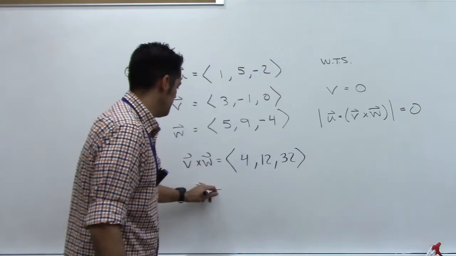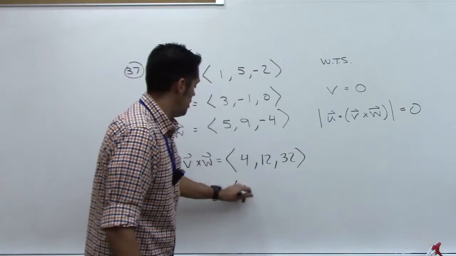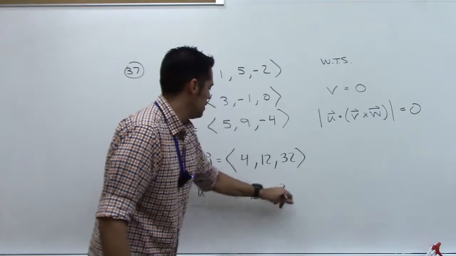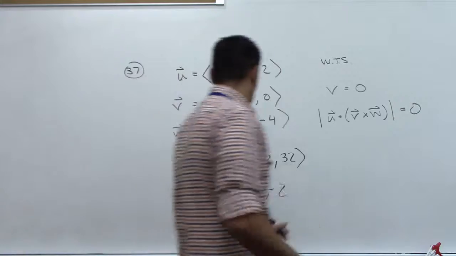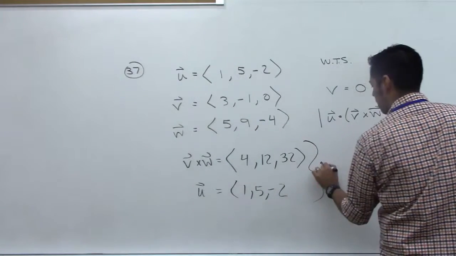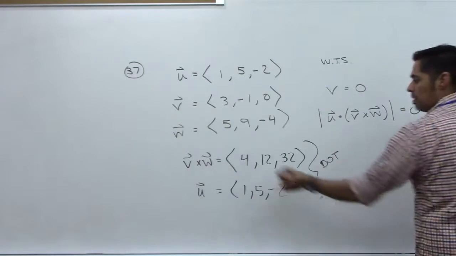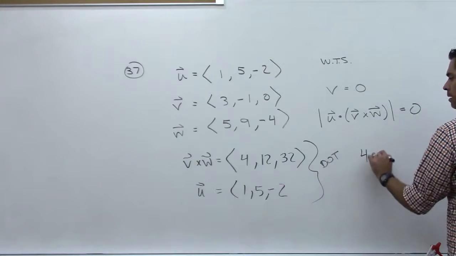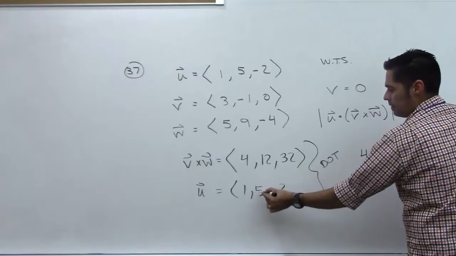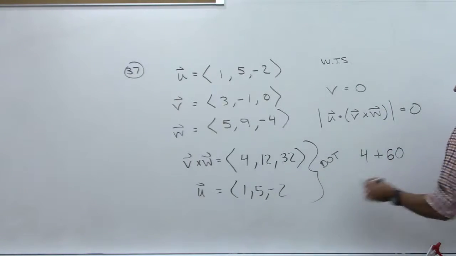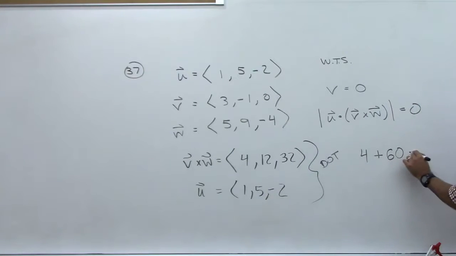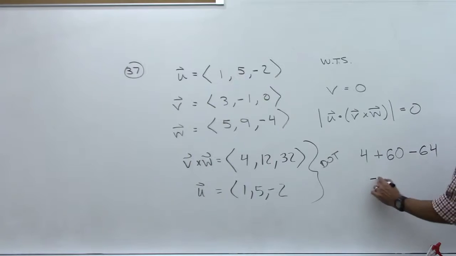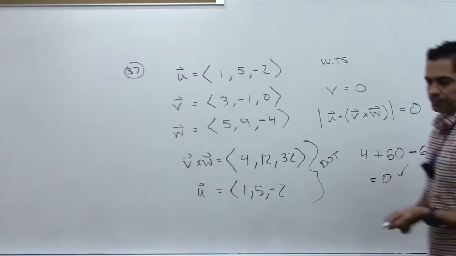Okay, now what I want to do is take that and dot that with U. So U was up there, 1, 5, negative 2. So let's go ahead and dot these together. If we dot, then what do we get? We get 4 plus, let's see, 50, that's 60. And then here, multiply, we get negative 64. And that is 0. And so it checks.